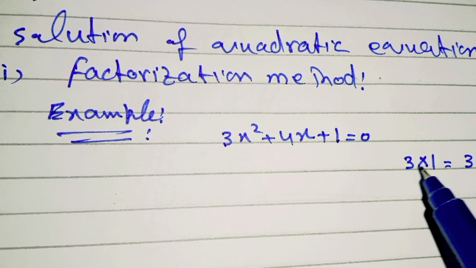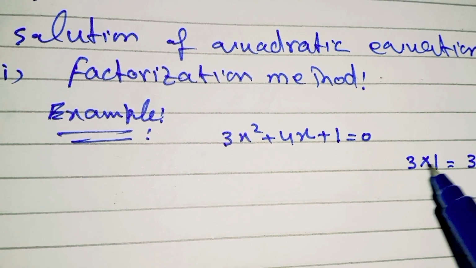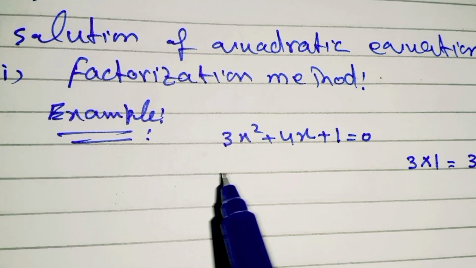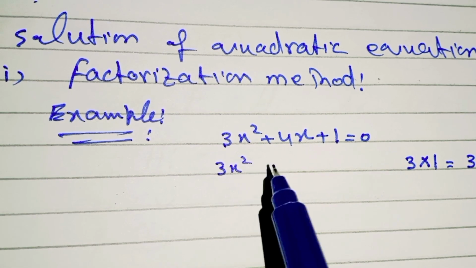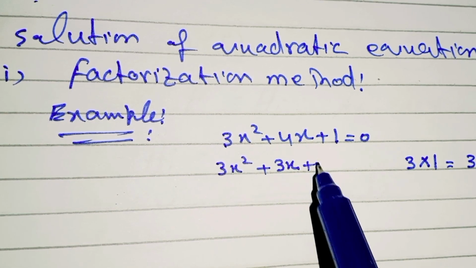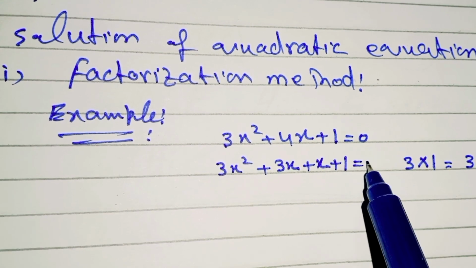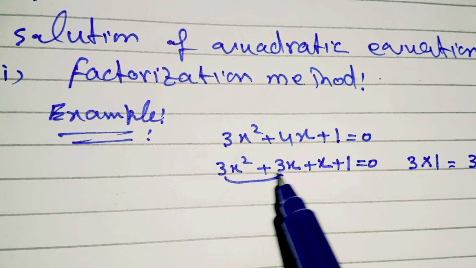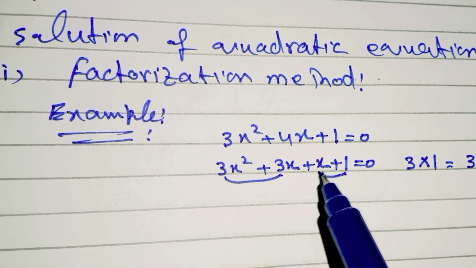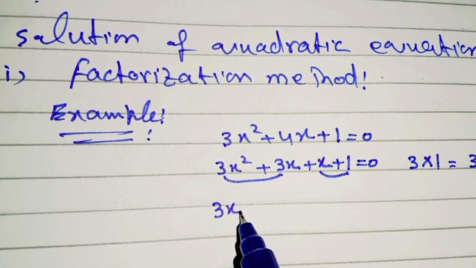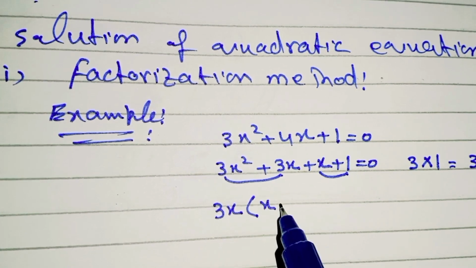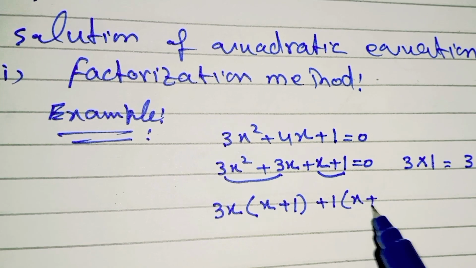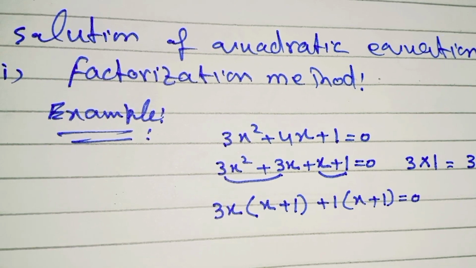There are only two factors of 3, 1 and 3, and the sum of 1 and 3 is equal to 4. Therefore, instead of 4x, we can write 3x square plus 3x plus x plus 1 is equal to 0. Taking common 3x from the first two terms and only 1 from the second two terms, 3x into x plus 1 plus 1 into x plus 1 is equal to 0.